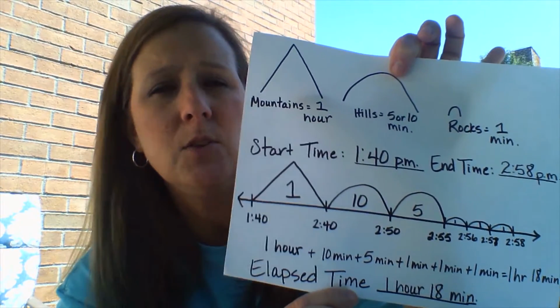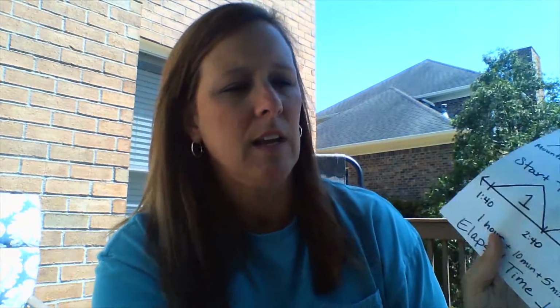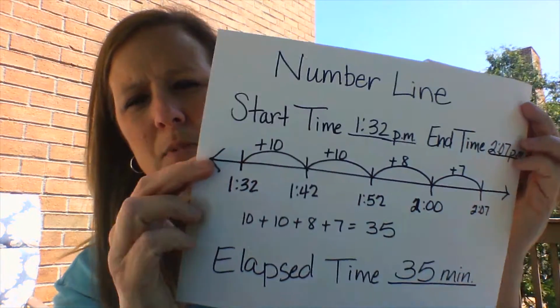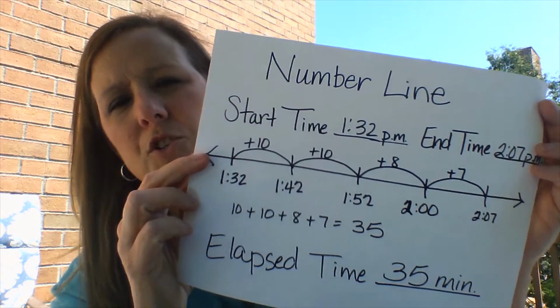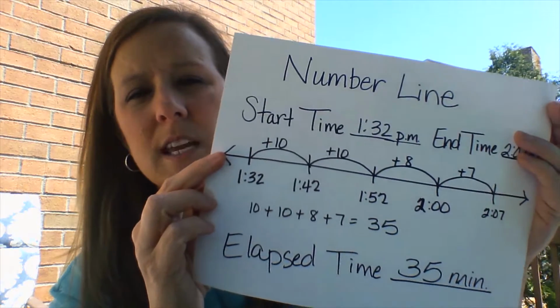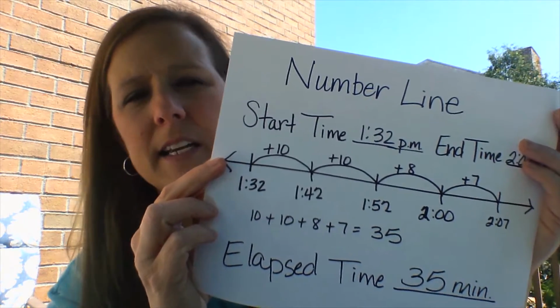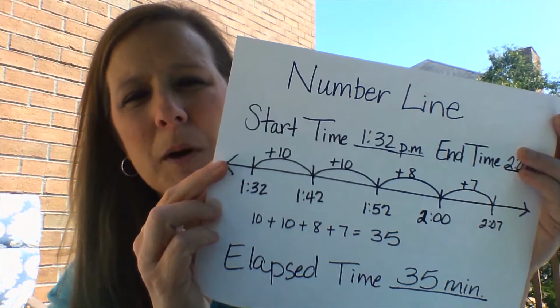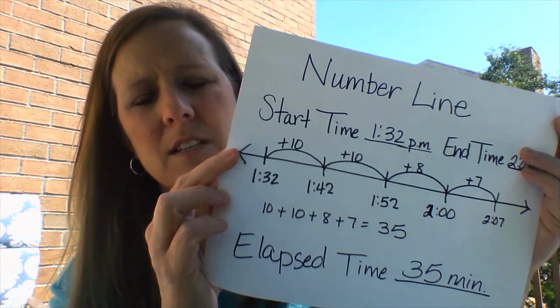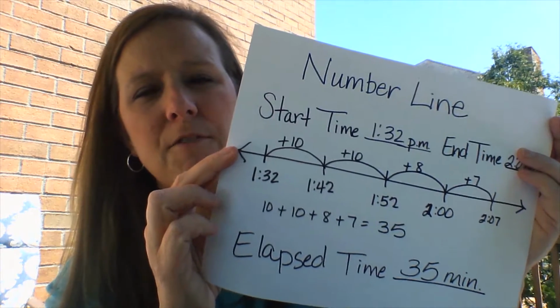Now, do you have to use mountains, hills, and rocks to figure out elapsed time? No. When you get good with it and you're comfortable, then you can switch to just using a regular number line and simply using jumps. And you decide, once you feel comfortable, how much time goes with each jump. As you see here, I started out with 10-minute increments, and then I knew from 1:52 to 2 o'clock, that was 8 minutes. Did I need to break that down into 5 minutes and 3 1-minute jumps? No, I can use 8 minutes. This is just like the first one I did. So again, the elapsed time here is 35 minutes.